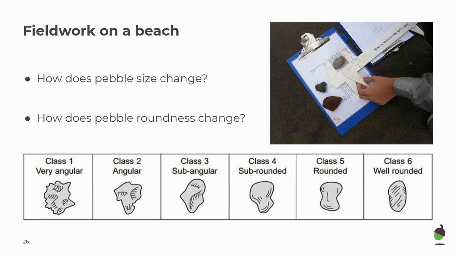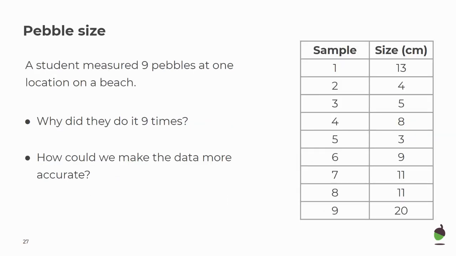Or you could have a look at how the pebble roundness changes. We would categorise rocks from being very angular all the way down to being well-rounded. And the more the sea erodes these rocks, the more and more rounded they become. Let's have a look at some pebble size data. A student went down and measured 9 pebbles at just one location on a beach. So she took 9 samples and she measured their size in centimetres.